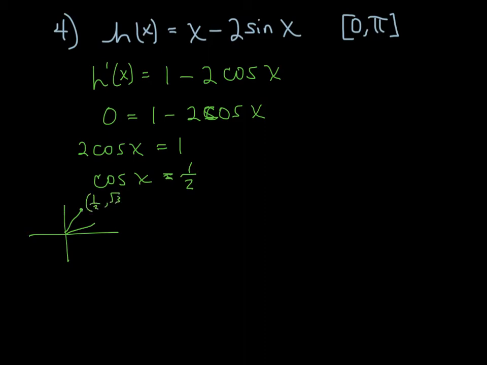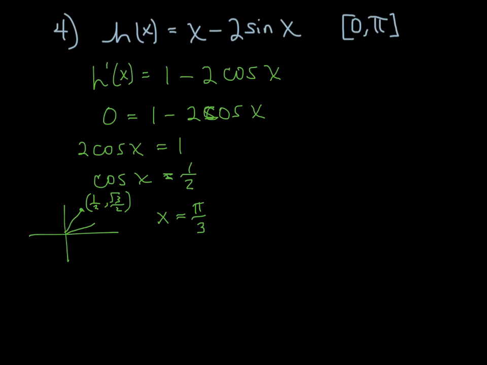Okay, root 3 over 2. And so what value is that? Well, that's your pi over 3. So that's an x of pi over 3. Or some of you I know are saying 60 degrees right now. But because I'm between 0 and pi, I want to be talking pi over 3.